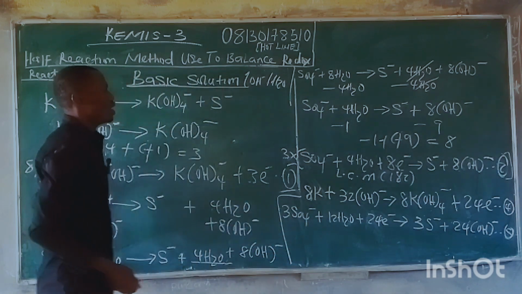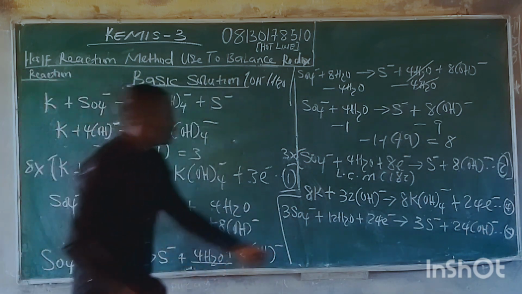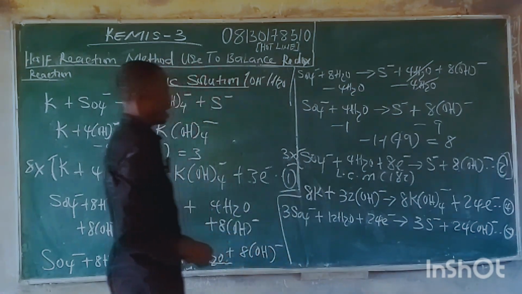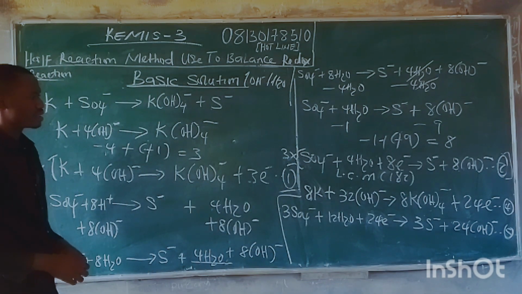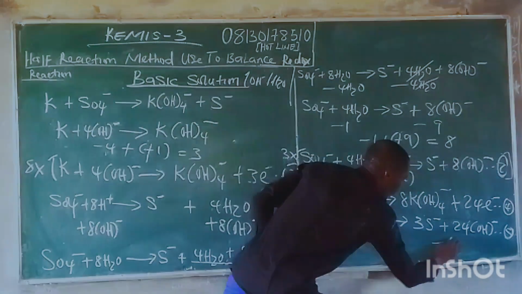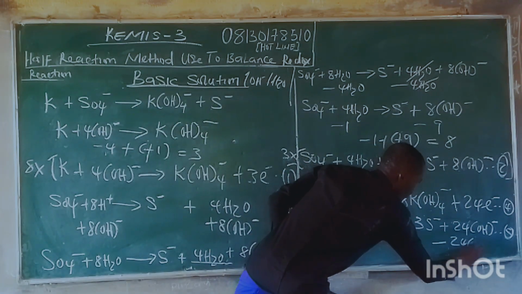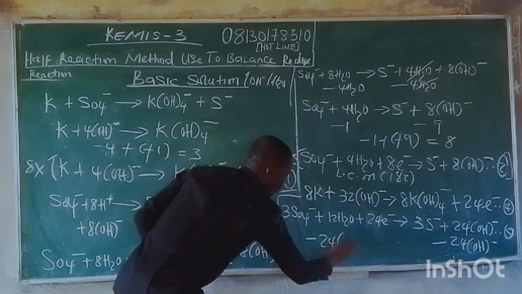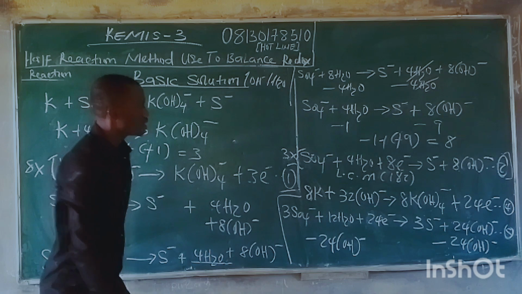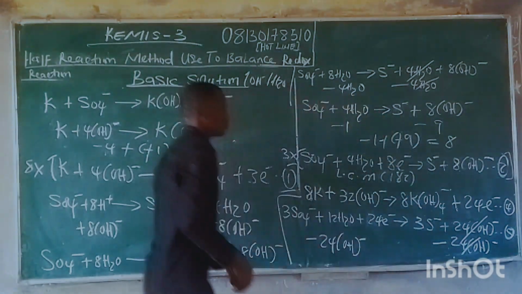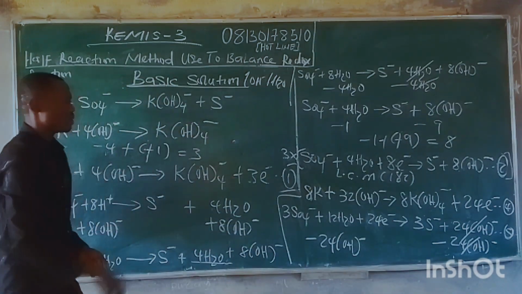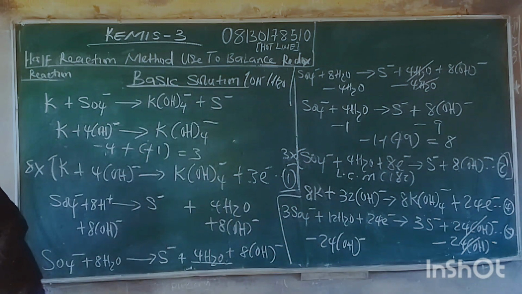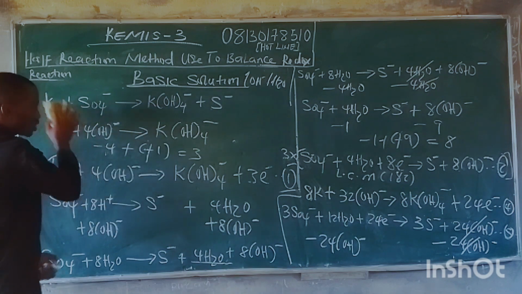Now, having done that, we have 32 hydroxyl here, and we have 24 hydroxyl here. Can we simplify the equation? Yes. Let's subtract 24 hydroxyl from here. Now notice that the 24 hydroxyl will die at the reactant side. But at the product side, 32 will minus 24. Let's see what we'll have as the product.